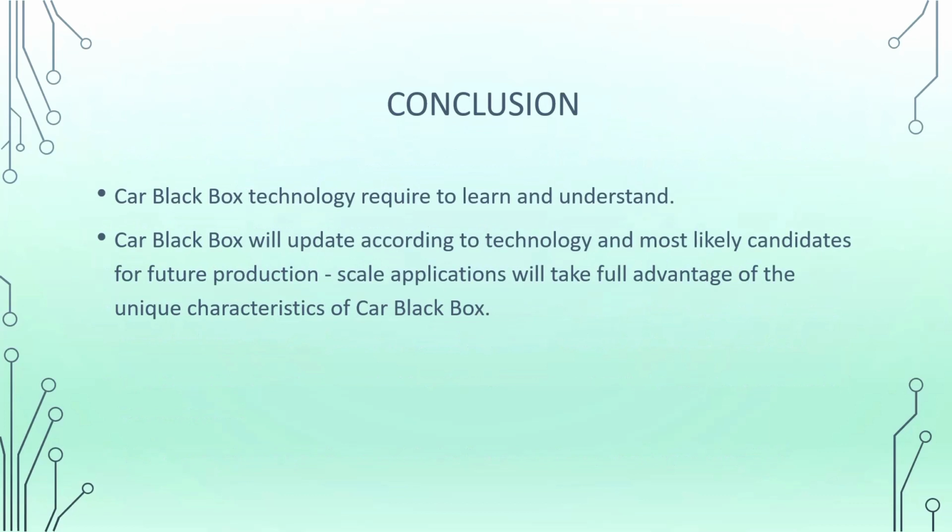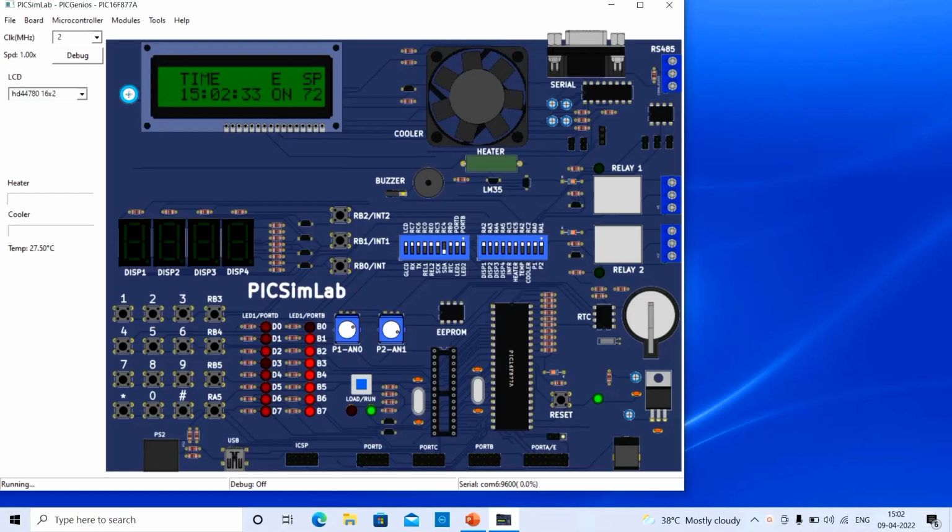Conclusion. Car black box technology needs to be learned and understood. The car will be updated according to black box technology and is a potential candidate for future production. Real-world applications will take full advantage of the unique features of car black box. Let's see how exactly the car black box works on PICSimLab.